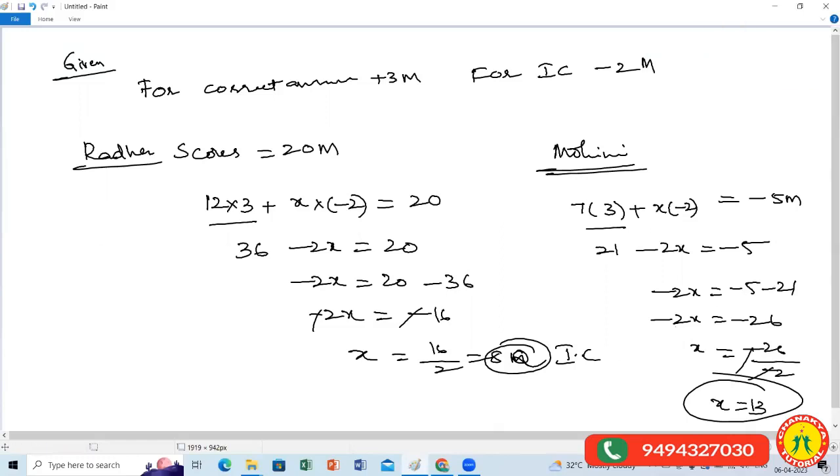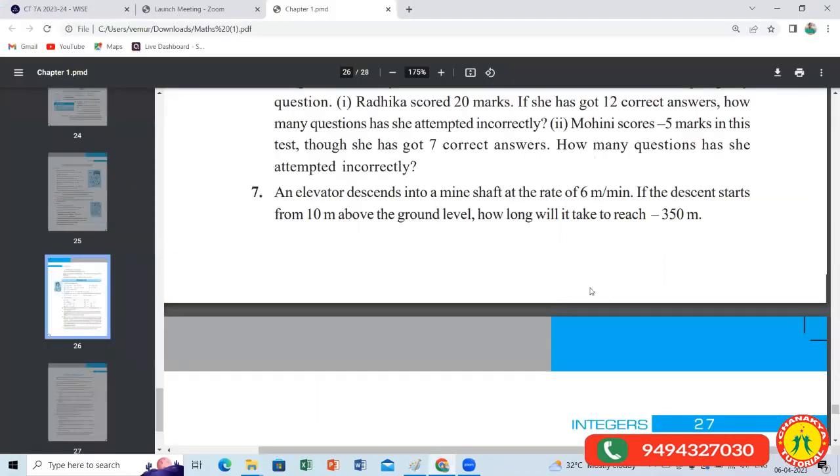Now, the last question for Anubhav. Anubhav, please, the elevator question. Yes, ma'am. An elevator descends into a mine shaft at the rate of 6 meters per minute.